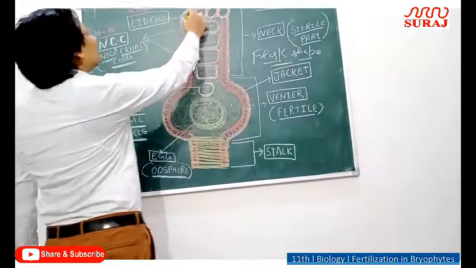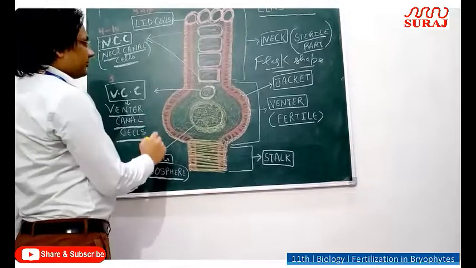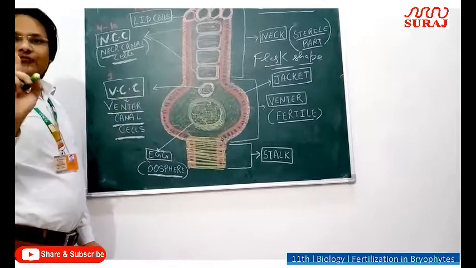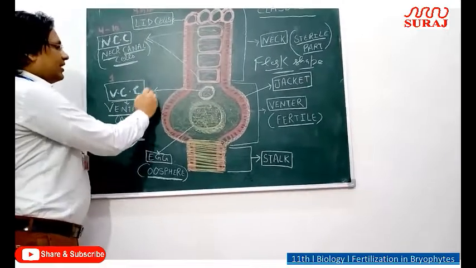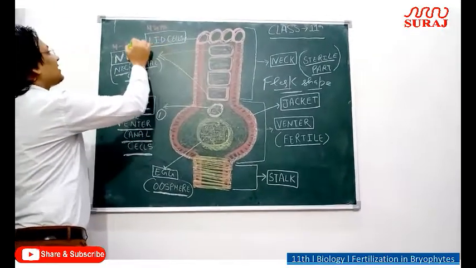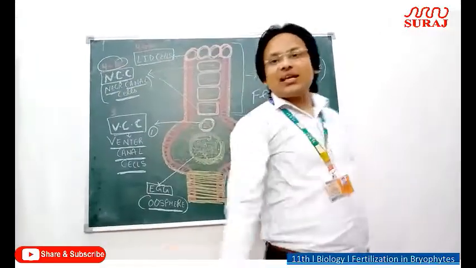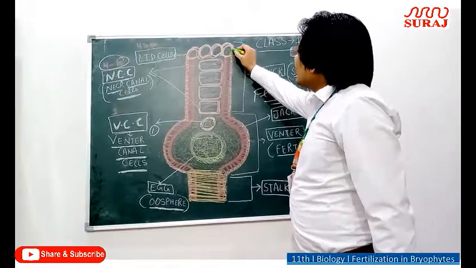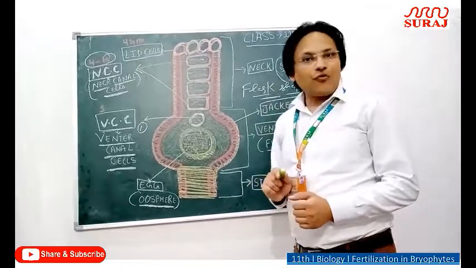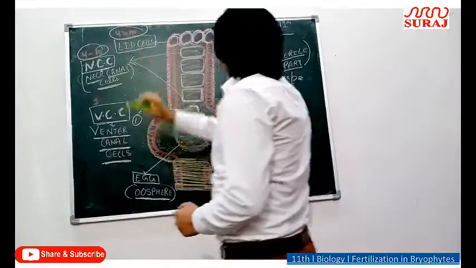These are the lid cells. Next point: the cell above the egg is known as the VCC, that is the venter canal cell, and it is 1 in number. Above the VCC there are 4 to 10 cells, that is called NCC, meaning neck canal cells, and above the neck canal cells it is called the lid, that totally covers the structure of archegonium. So these are lid cells and these are also 4 in number.